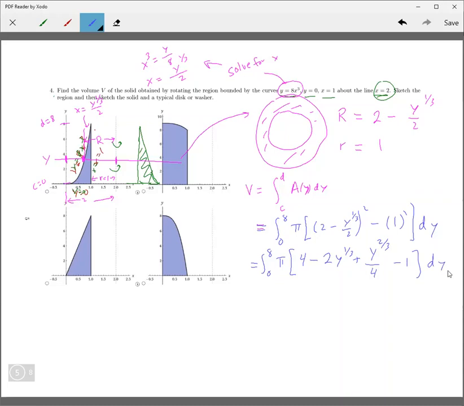And 4 minus 1 is 3, so I'll just change that to a 3. Okay, now I'll come down here, and we'll go ahead and take the integral. Integrating 3, you get 3y. Integrating this one, it's going to be, let's see, 1/3 plus 1 is 4/3.